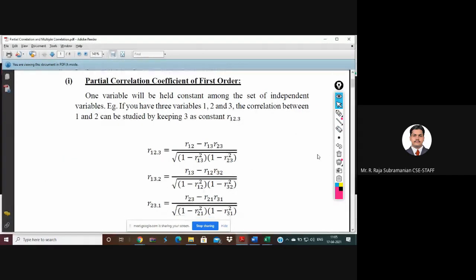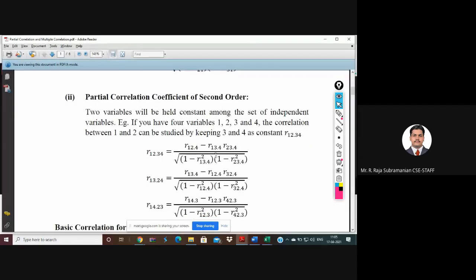Similarly, I'll ask you some different questions. If I ask what is R12.34, surely it will not be possible for you to compute it from R12 and R13. But if R12.4 and R13.4 are given, by substituting in this formula you can do it, right? So the thing is, you memorize all the formulas and understand everything. Understand what is constant: 3, 4 is constant, 1, 2 are the variable terms. Keep those things in mind and understand them.